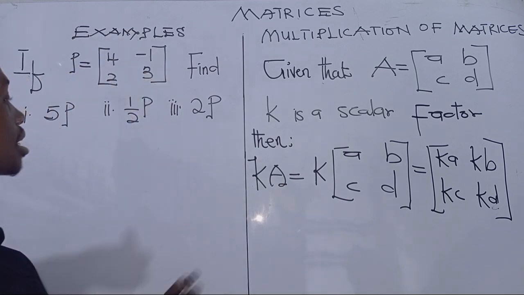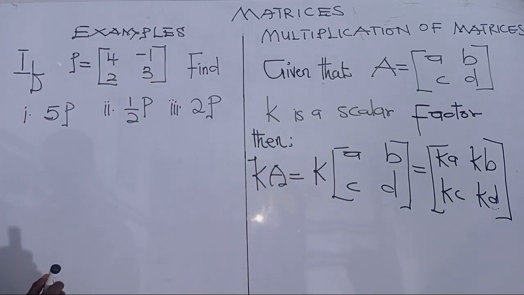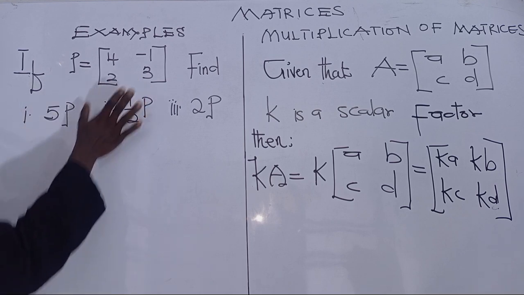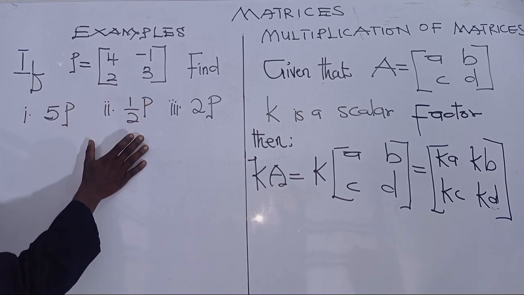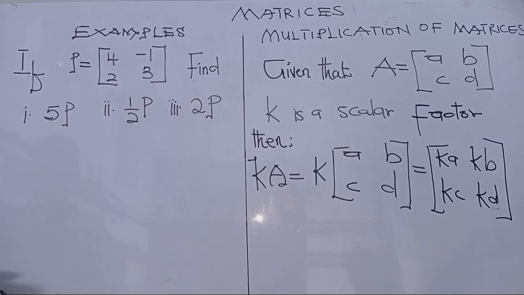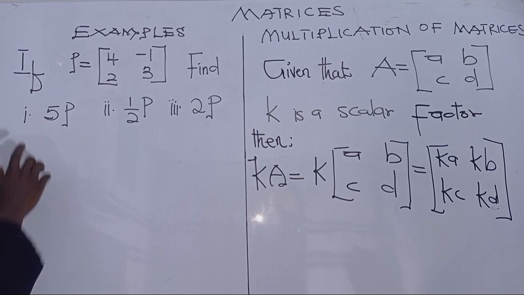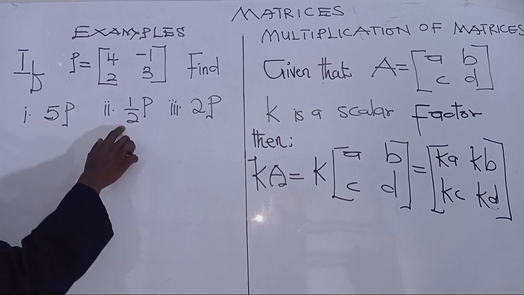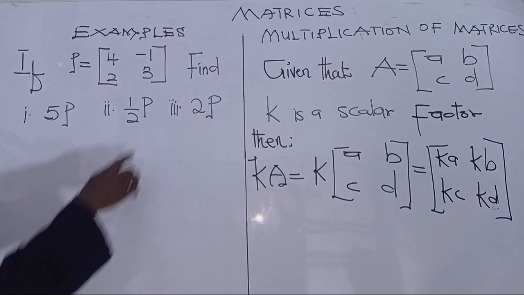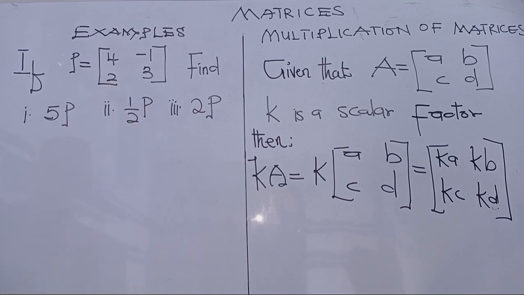Let's look at how best we can apply this to solve this example. Given that P is a 2 by 2 matrix with these entries, you want to find 5P, half P, and then 2P, where 5 is a scalar factor, half is a scalar factor, and 2 is a scalar factor. And as you know, P is our matrix. So let's look at the first one.